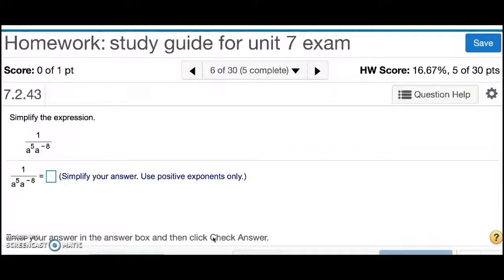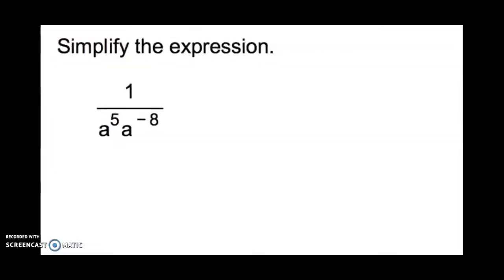So let's take a closer look at that. The first thing I notice is that we have two variables with the same letter being multiplied to each other in the denominator. So what I want to do is multiply them together, and when I do that, I add the exponents. So 5 plus negative 8 gives me a to the negative 3.